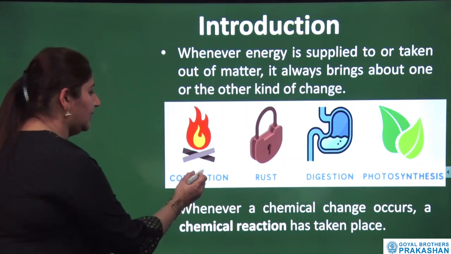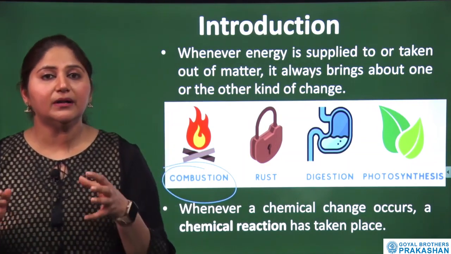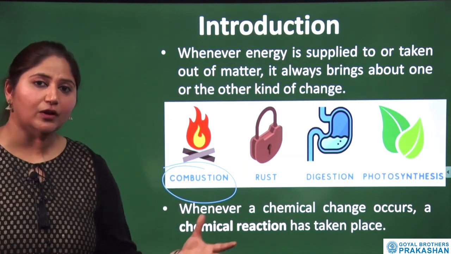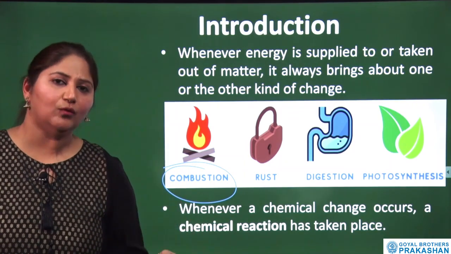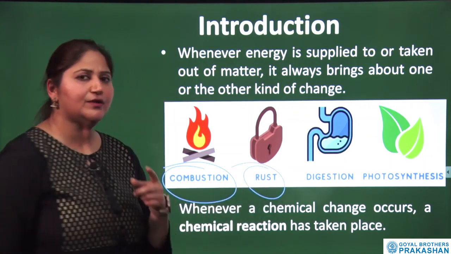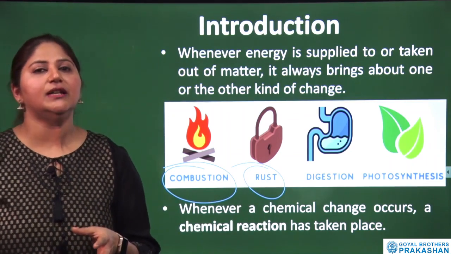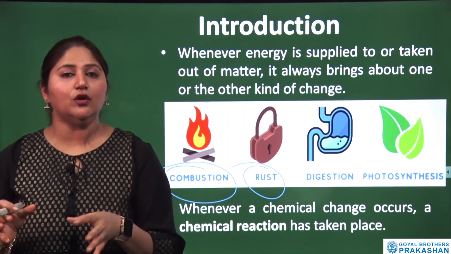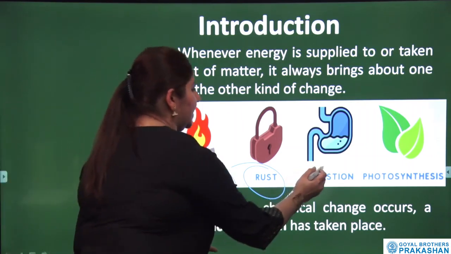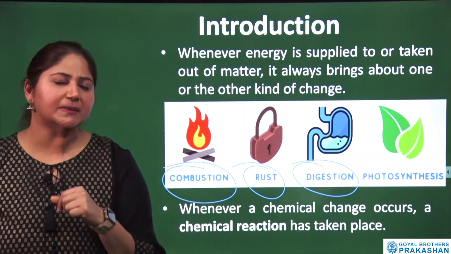So when we talk about combustion, how do we do combustion of fuel? We burn the fuel in presence of oxygen and the new substances are formed like carbon dioxide and water, right? And similarly, if we talk about rust, have you seen rusting on fences or bridges? Yes, rusting actually is the formation of a new substance, that is iron oxide. Then when we talk about digestion, is digestion of food a chemical change? Is there a new substance formed?